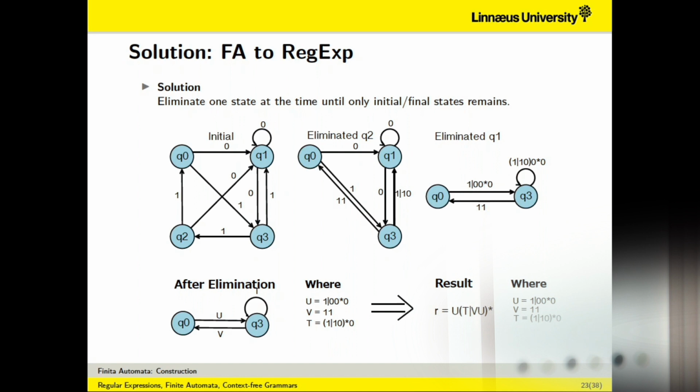So for example, if we eliminate Q2, remember that when you remove a state, you still have to maintain the connection between the other states. For example, the path from Q3 to Q0 goes from Q3 to Q2 and then to Q0. If I remove Q2, I have to add a path that can lead me to Q0.